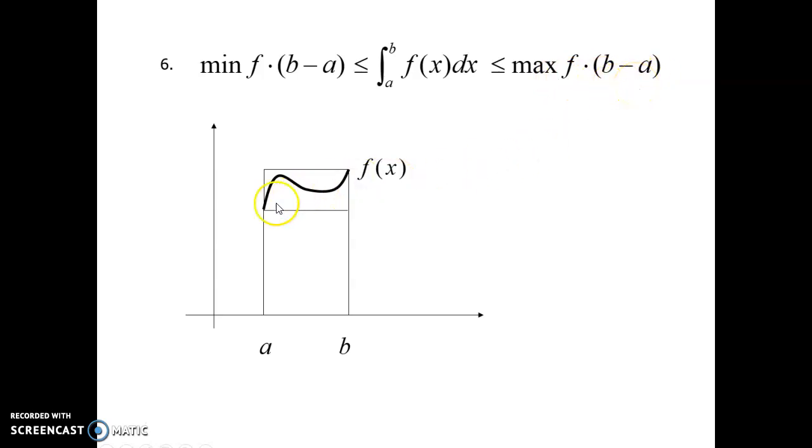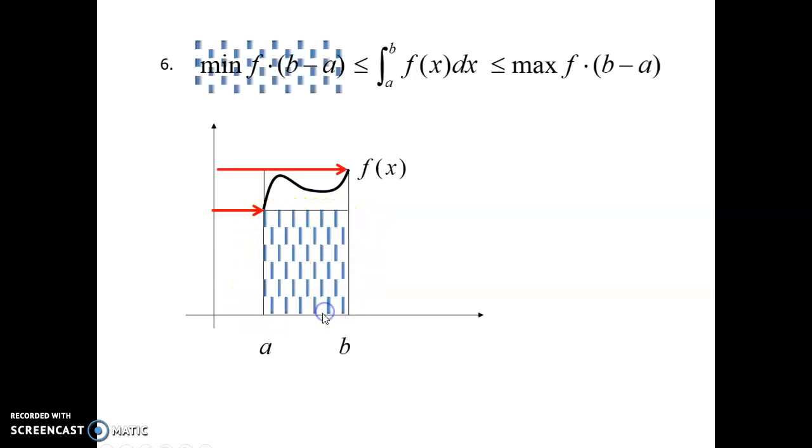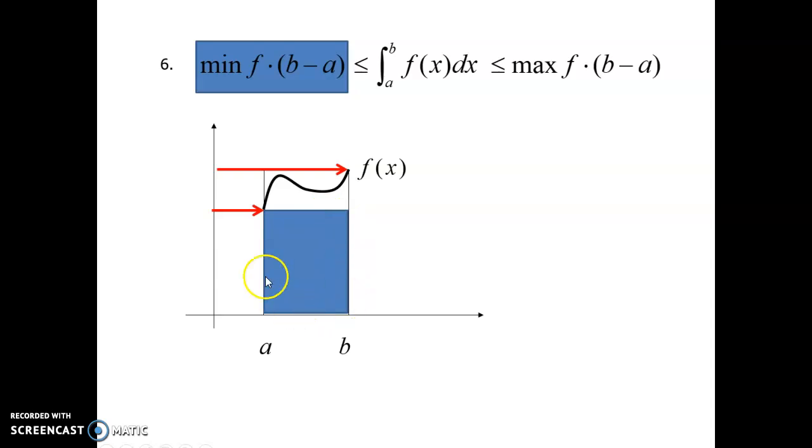In other words, if you take a function f of x from a to b, right here, you can see the maximum value of this function, and the minimum value of this function is right here at x equals a. And the area of the minimum value over this interval would be this particular rectangle, right? The minimum value of the function would be the height of that rectangle, and the width of the rectangle would be b minus a. So that would be that area right there.